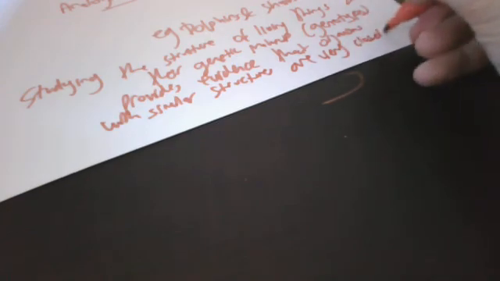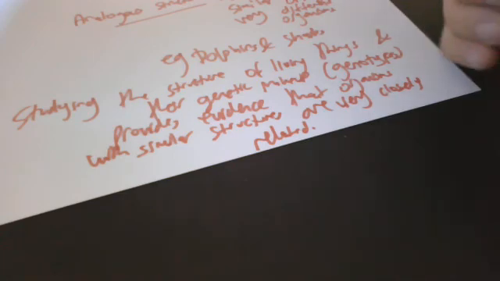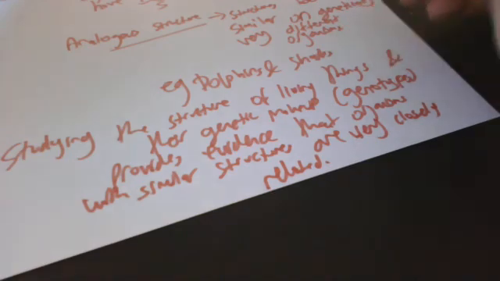So, let me make a statement here. Studying the structure of living species and their genetic makeup, these are called genotypes, remember, provides evidence that organisms with similar structures are very closely related, i.e., they're descended from a common ancestor. Right, that's pretty self-explanatory.